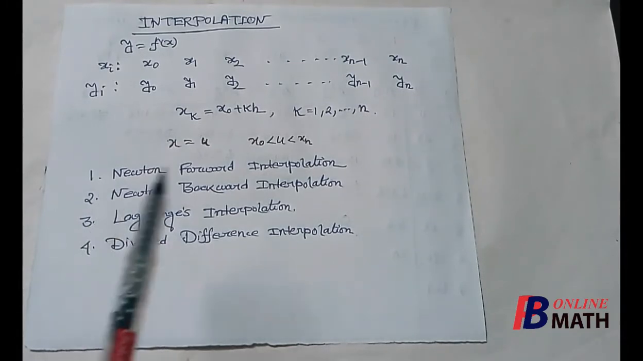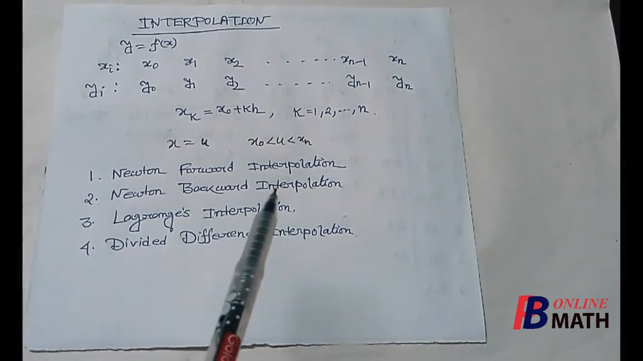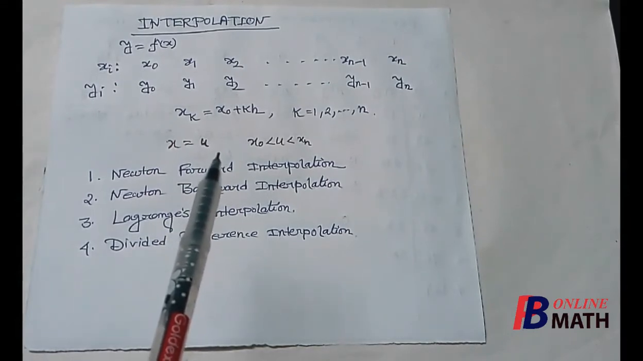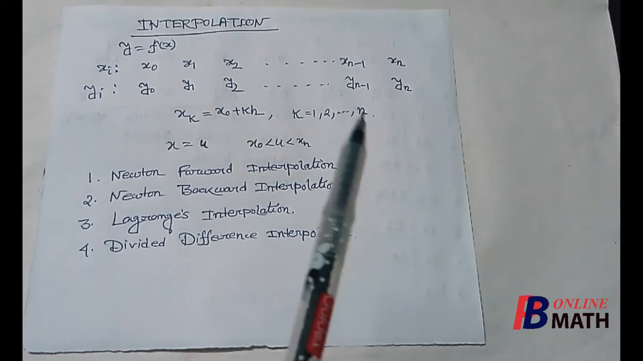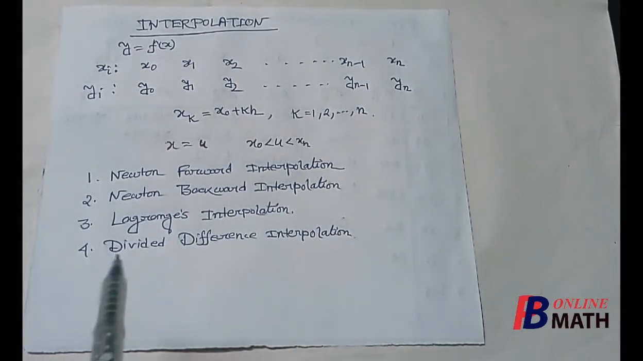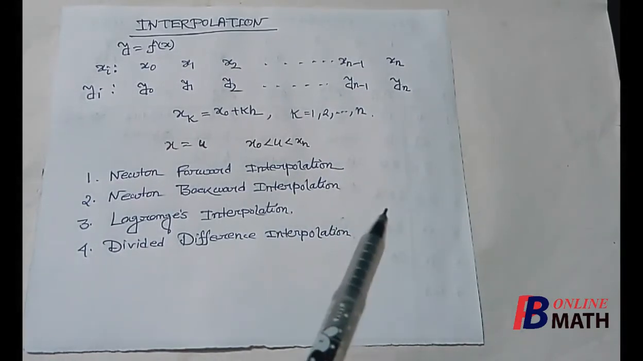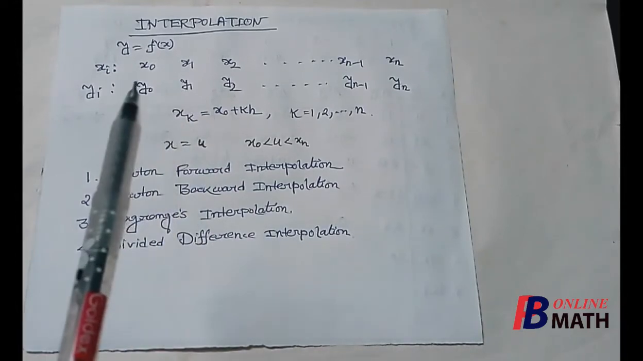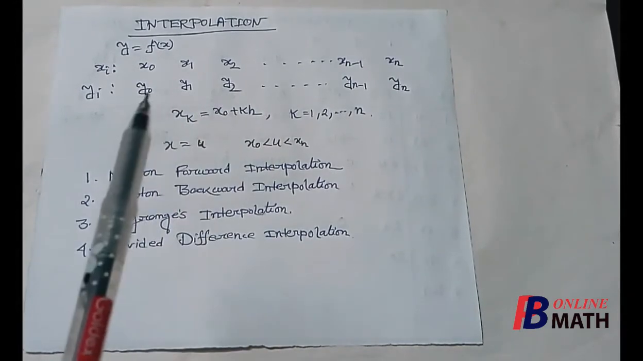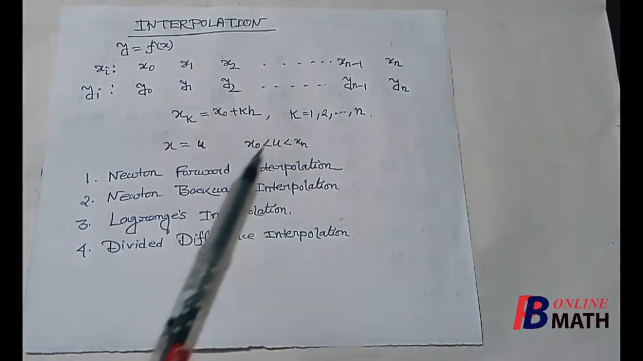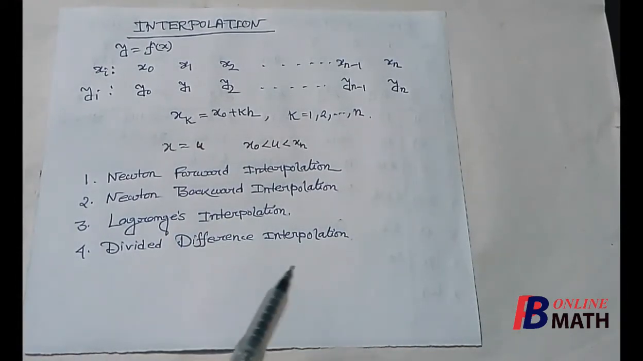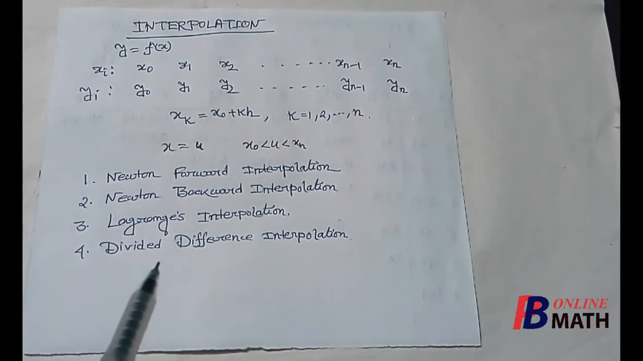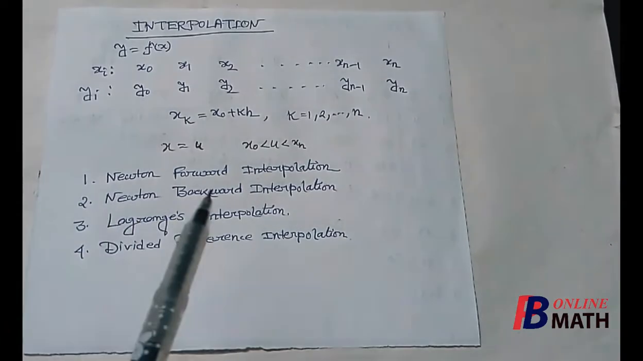So the Newton's forward and backward interpolation formulas require that the point u must lie either at the start of the table or at the end of the table. But for the remaining 2 formulas, there are no restrictions. Not only that, if the points x0, x1, x2 are not equispaced, then we can also use Lagrange's interpolation and divided difference interpolation. So first, in this part, we shall discuss Newton's forward interpolation formula.